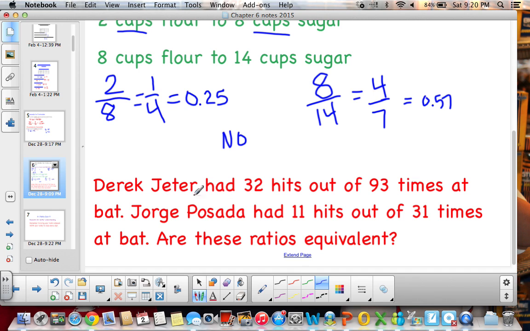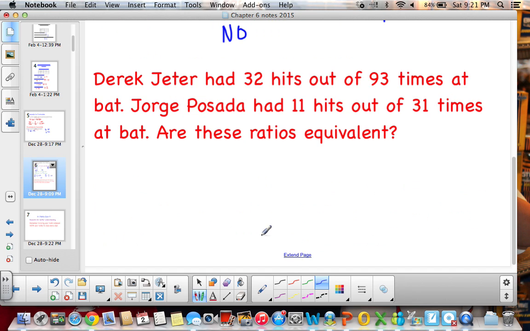Okay, I want you to pause me and try to do this one on your own. So Derek Jeter had 32 hits out of 93 times at bat. Jorge Posada had 11 hits out of 31 times at bat. Are these ratios equivalent? So we have 32 over 93. And then we have 11 over 31.